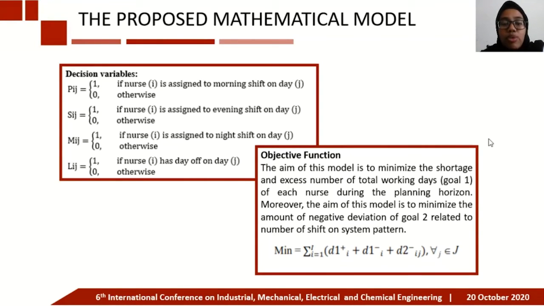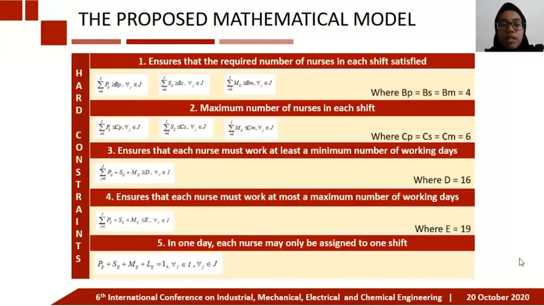The aim of this model is to minimize the shortage and excess of the total working days, goal number 1, of each nurse during the planning horizon. Moreover, the aim of this model is to minimize the amount of negative deviation of goal 2, related to the number of shifts on the system pattern. There are 15 hard constraints used in this model.